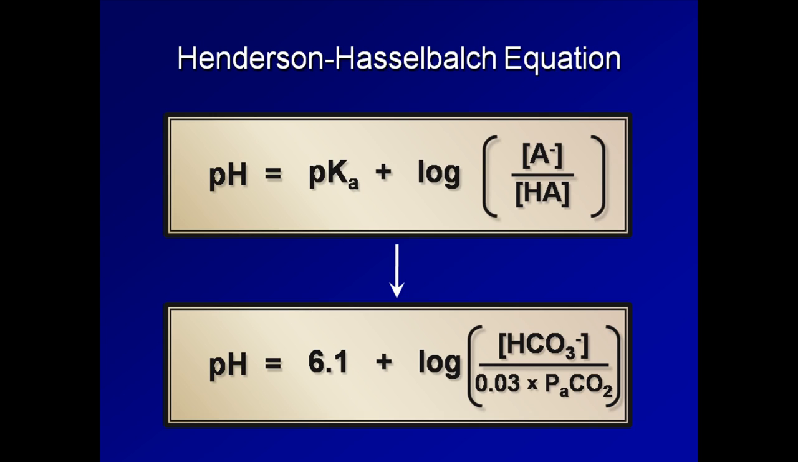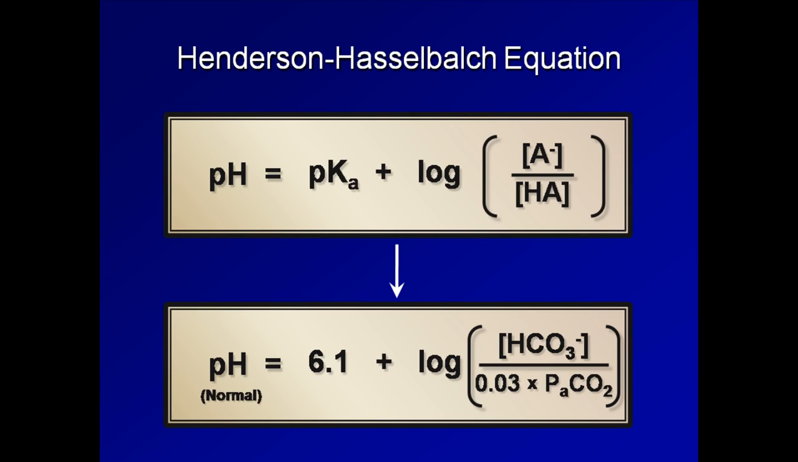This is an interesting result. We now have an equation which links three easily measured values, the pH, bicarbonate concentration, and partial pressure of carbon dioxide. Thus, measurement of just two of these in any given situation should be sufficient to calculate the third. Let's see how this works out for a person with normal acid-base status.